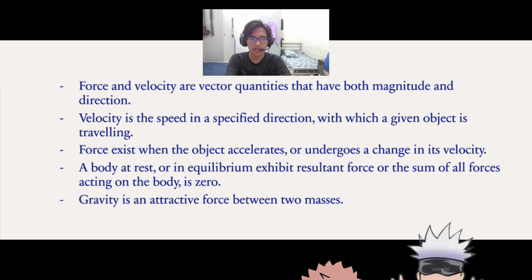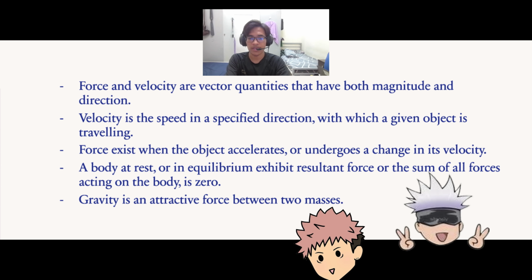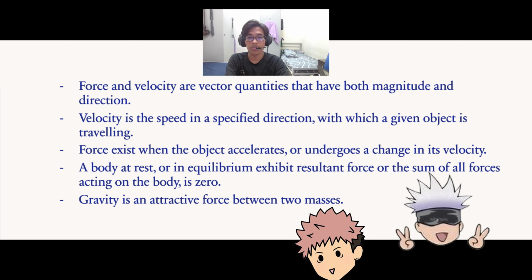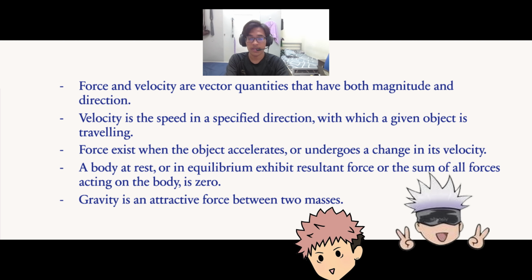Theory/introduction. Force and velocity are vector quantities that have both magnitude and direction. Velocity is the speed in a specific direction with which a given object is traveling. Force exists when the object accelerates or undergoes a change in its velocity. A body at rest or in equilibrium exhibits a resultant force, or the sum of all forces acting on the body, of zero. Gravity is an attractive force that exists between two masses.